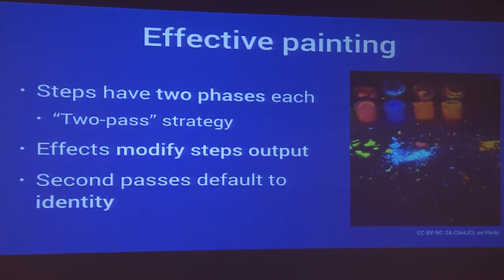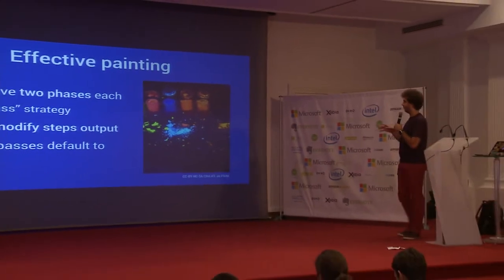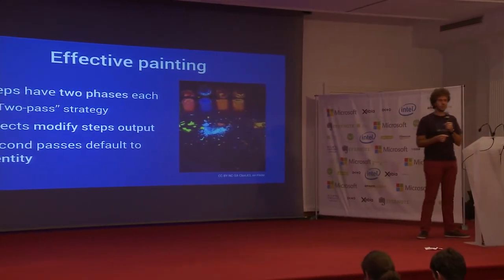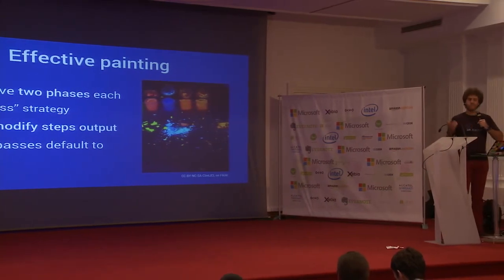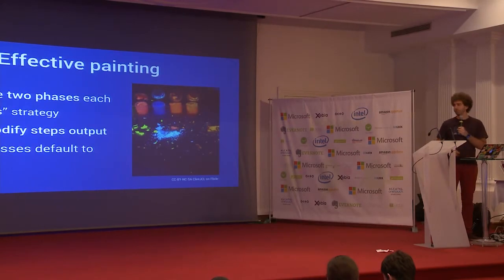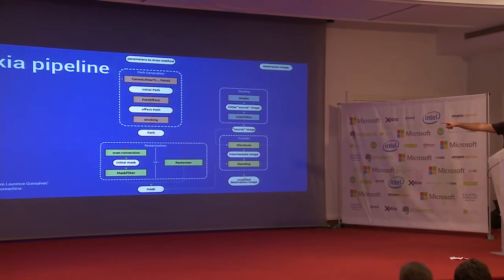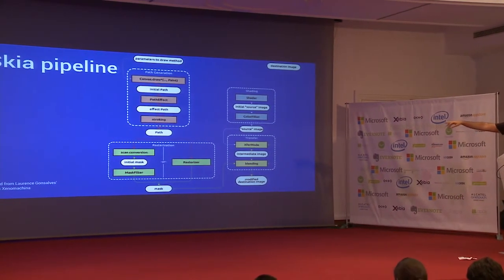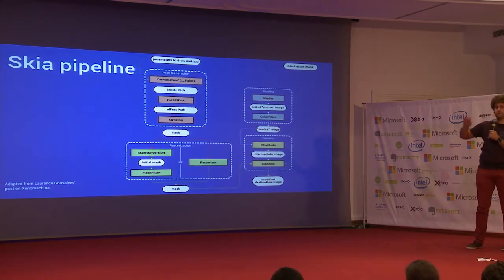The second phase, the second pass of each step, is usually by default an identity. That means that what comes in goes out straight away. There is one exception to the two-pass strategy, which is, again, the rasterization step. As you can see, there are two different paths that the code can take. This is not documented anywhere.